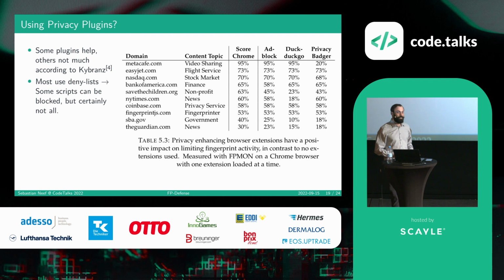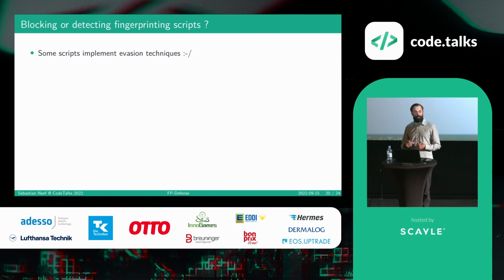Why is that? Most privacy plugins work on a denylist basis. People contribute URLs where fingerprinting or, in general, tracking and ad scripts are located, and those are then blocked. That might work. Maybe Privacy Badger has the best list and blocks most of those scripts that accidentally also do fingerprinting, but certainly not all. I'm saying this because, according to what I saw, some scripts or actors try to implement some kind of evasion tactic.